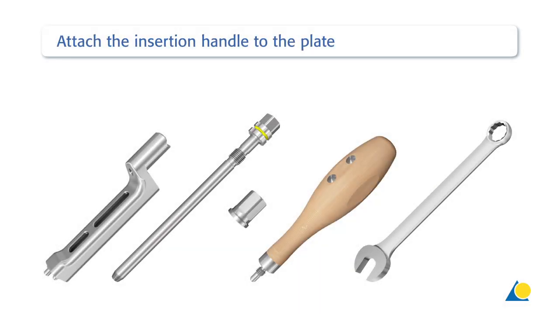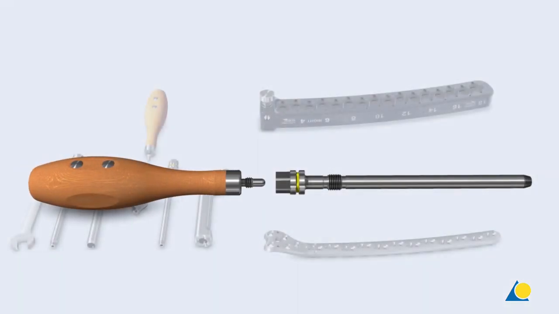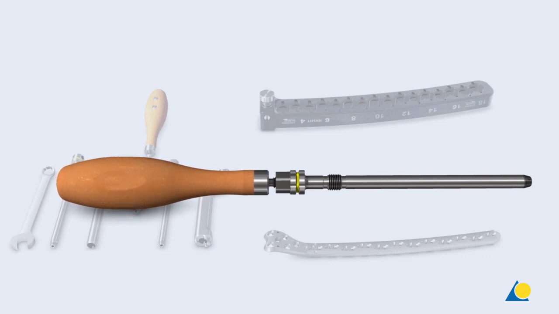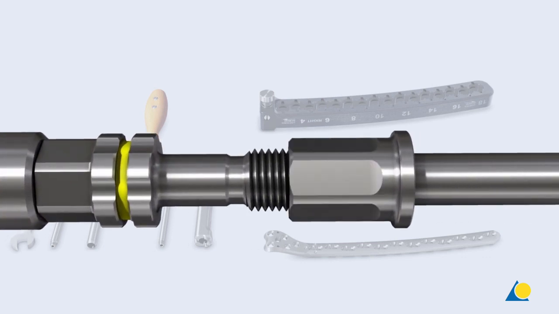The instruments needed to attach the insertion handle to the plate are the insertion handle for aiming arm, the locking bolt for aiming arm instruments, the locking nut for aiming arm instruments, the handle for percutaneous drill guides, and the 11 mm combination wrench. Screw the handle into the locking bolt. Thread the locking nut onto the locking bolt.